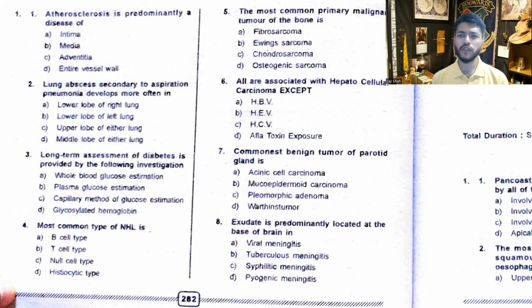Lung abscess secondary to aspiration. Lung abscesses are generally seen in the upper lobes because your oxygen availability vis-a-vis your blood supply is more. So the answer has to be upper lobe of either of the lungs. Neither right nor left, nothing is common. Atherosclerosis is an intima-based lesion. Always remember that. Monckeberg medial sclerosis is a media-based lesion. Atherosclerosis is an intimal-based lesion. Right.